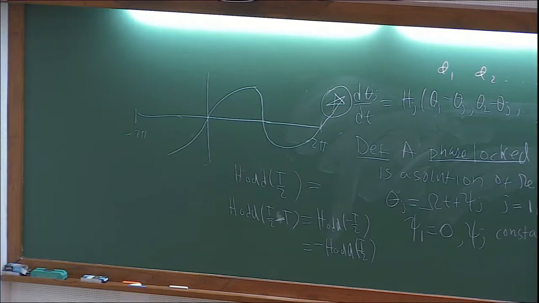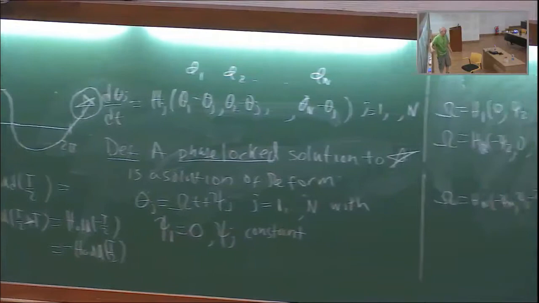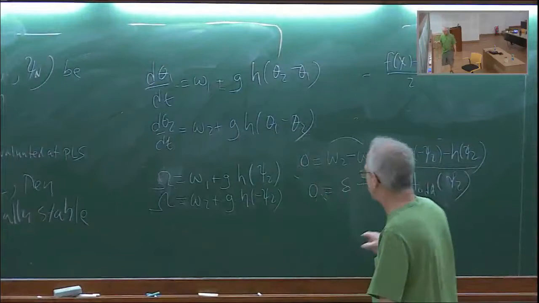So by symmetry, whenever there's two identical oscillators coupled together, there's always going to be the synchronous manifold and the out-of-phase manifold. And then it's just a question of looking at their derivative to determine whether they're stable. So once you've solved this for psi 2, then you plug it into here. That gives you capital omega. You see? Everybody see that? This is independent of omega, so we can solve for it.